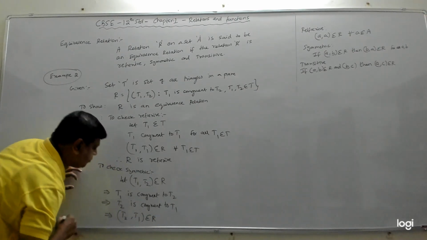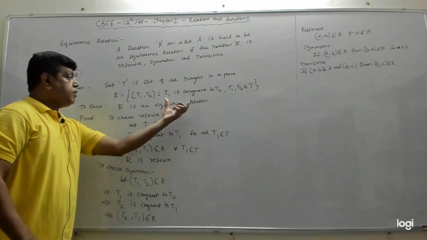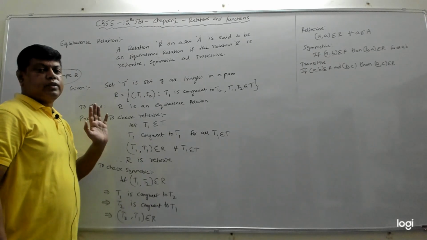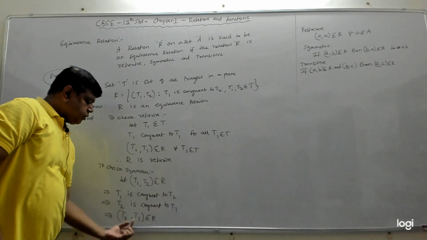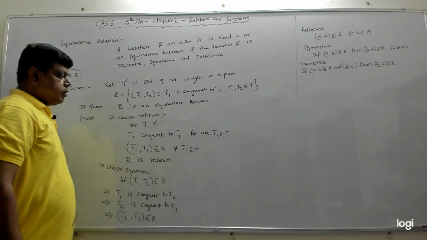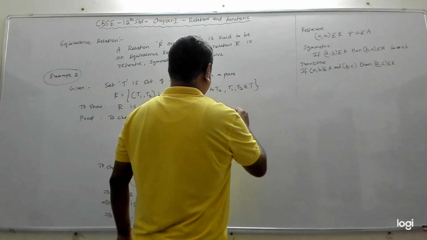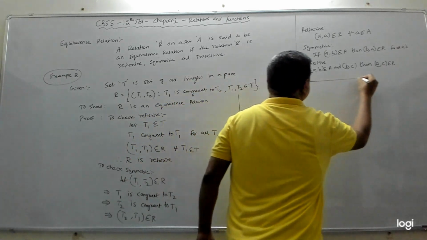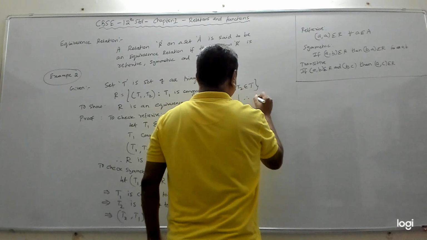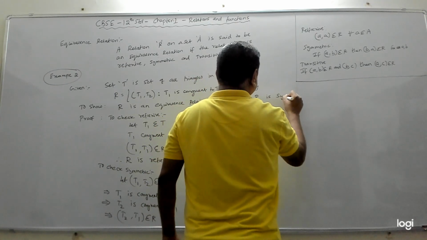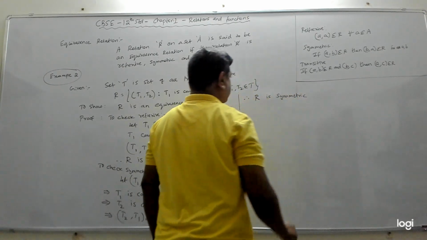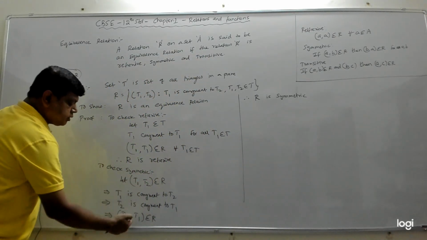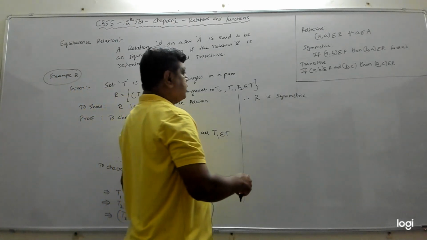This implies, because we got this definition, whenever this is true, you can say this ordered pair is in relation R. So we have got T2 is congruent to T1. Therefore (T2, T1) belongs to R. Therefore we can say R is symmetric, because we took an element (T1, T2) in R and we showed that the reverse, which is (T2, T1), is in R. Therefore it is a symmetric relation.